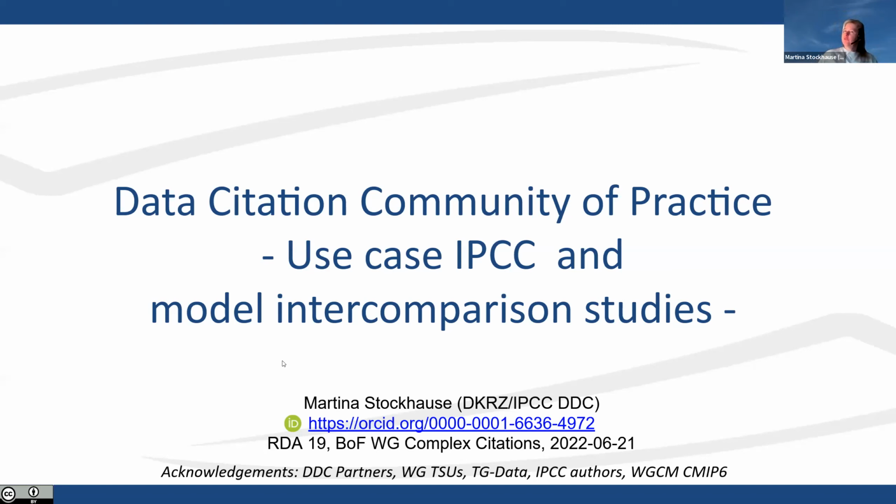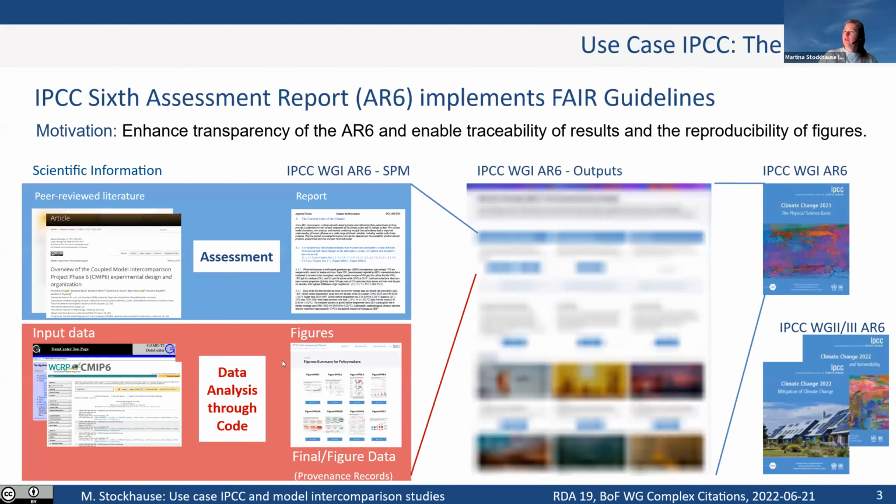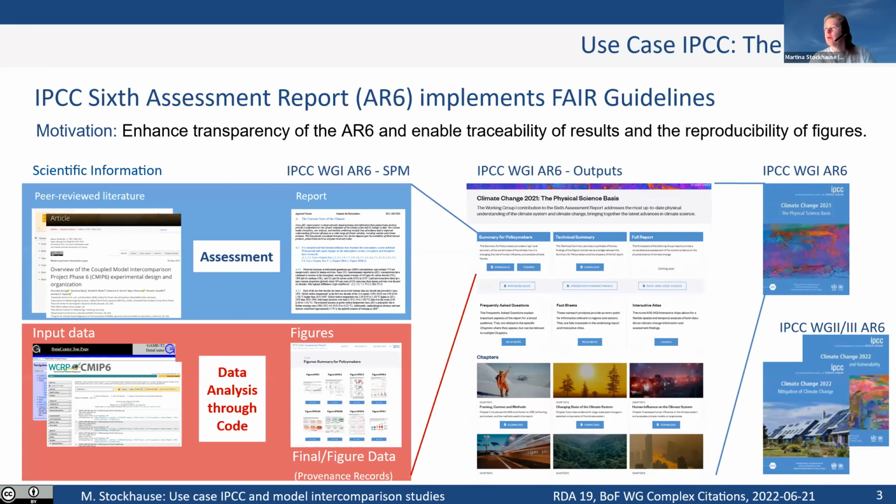So my use case is about the IPCC, and first of all, this is a view on what an IPCC means. First of all, we introduced what we called FAIR guidelines, in which we want to enhance the transparency of the AR6 and enable the traceability of results and the reproducibility of figures. So that's what I will present to you, how we think we can use reliquaries to get closer to that aim.